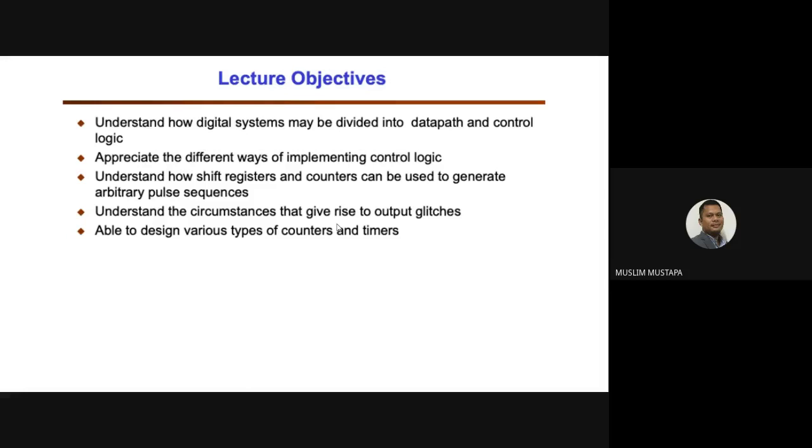There are many ways to implement this control logic. By the end of this lecture, you'll know there are many techniques. We can use technique A, technique B, or technique C. And then understand how shift registers and counters can be used to generate arbitrary pulse sequences. Understand the circumstances that give rise to output glitches. We're going to discuss what is meant by output glitches, why we want to avoid them, and then be able to design various types of counters and timers. So these are the goals that you need to achieve by the end of this lecture.